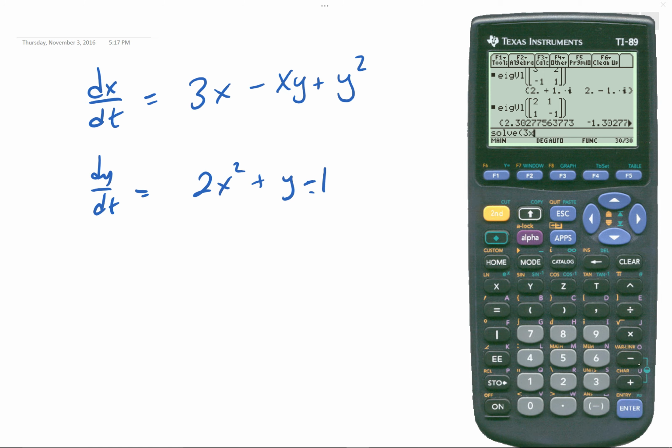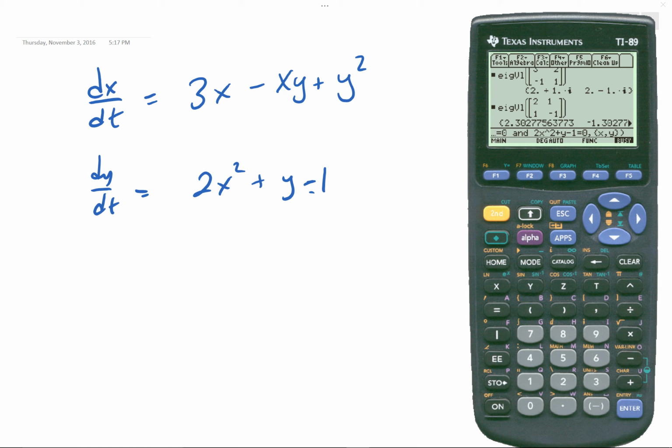I'm going to go 3x minus, and you have to do x times y, don't forget, plus y squared equals 0, and then 2x squared plus y minus 1 equals 0, with x, y in brackets. Wouldn't be surprised if there was a couple of them.